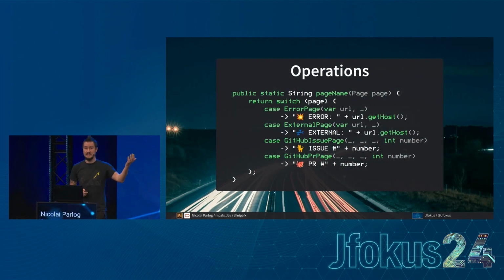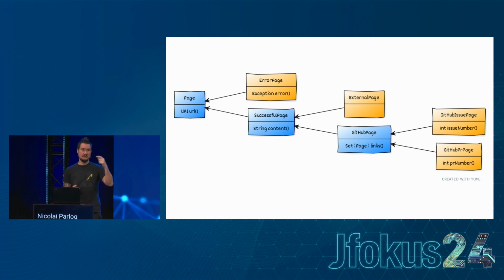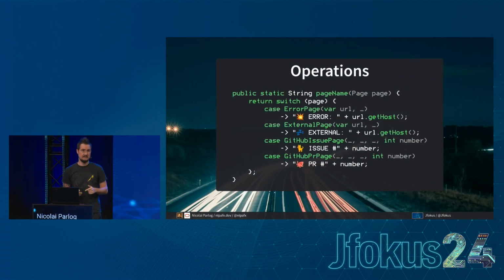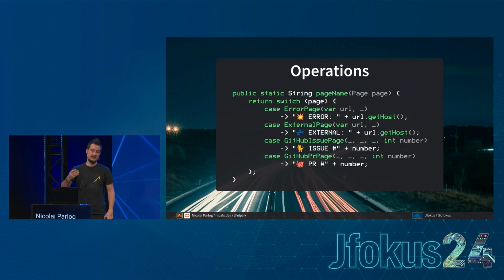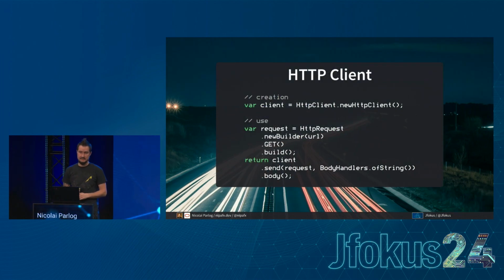Then for operations, we did these switches. What I didn't go over is that if we add a fifth kind of page and also expand the permits clauses to allow that, we would get compile errors here. All of these switches would suddenly not compile anymore because we don't cover all cases, which is what you'd want. It's like the visitor pattern without the pain. You can immediately go to the operations that need updating when you add a new type.